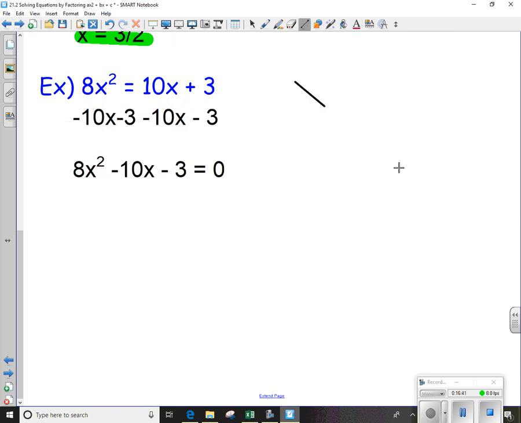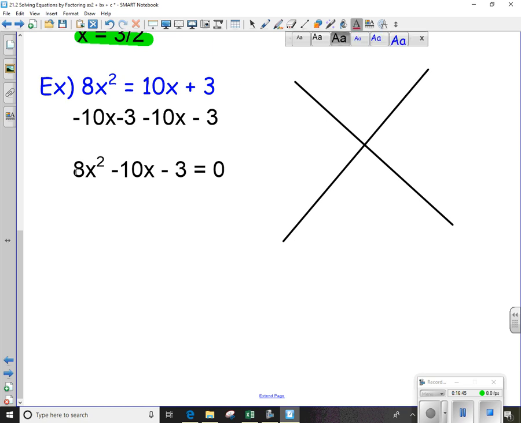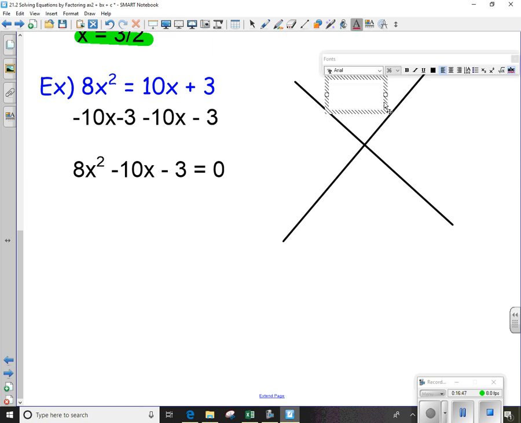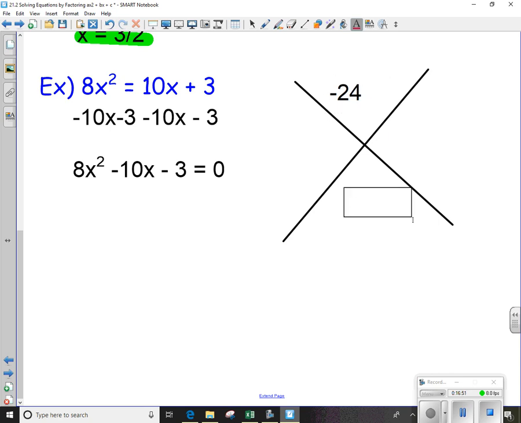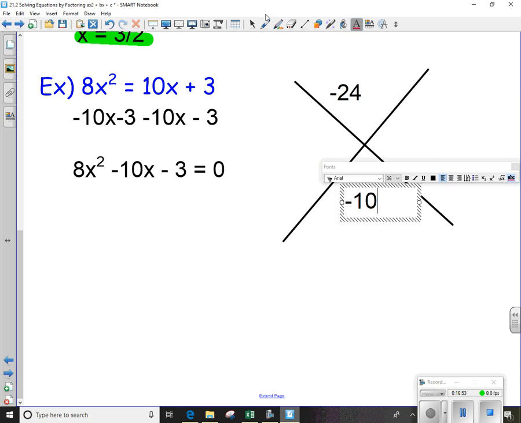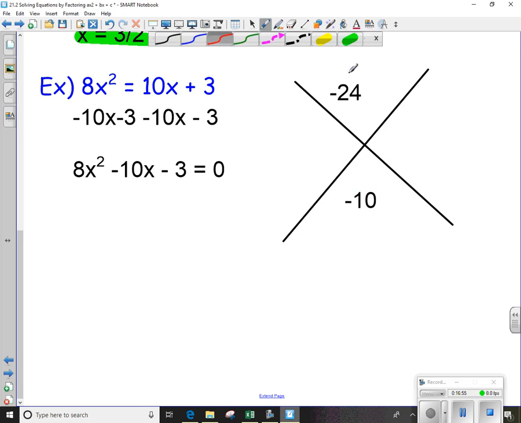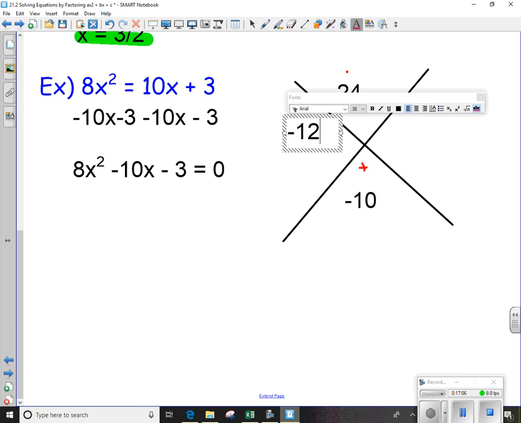So now if I go to do my x method, there's my x. I'm going to do 8 times negative 3, which gives me negative 24 on the top of my x. My b value goes in the bottom of my x, the negative 10. I am now finding the numbers that multiply together to give me negative 24 and add together to give me negative 10. So in this case, hopefully you found that it would have been negative 12 and 2.